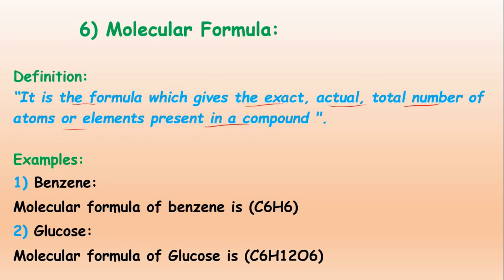But when we compare this molecular formula with the empirical formula, the empirical formula only gives the simplest ratio of atoms present in a compound, but the molecular formula gives the exact actual total number of atoms present in a compound. Suppose these are the different examples, like benzene. The molecular formula of benzene is C6H6. Glucose, the molecular formula of glucose is C6H12O6. So this was the definition of the molecular formula and examples of the molecular formula.